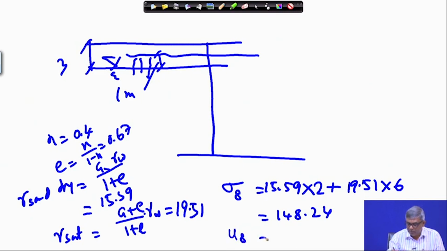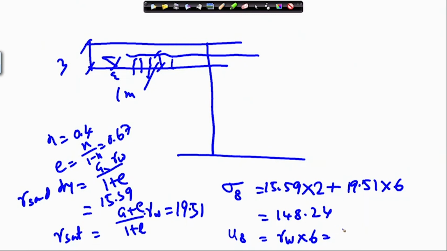Whereas you will have u at 8. Though by capillary rise the soil got saturated here, the water table will be here only; the water table cannot be changed. So, it will be gamma w into 6. So, that will give you 49. No, it will be 9.81 into 6. So, whatever value it comes here, 49, actually I have made a mistake perhaps.